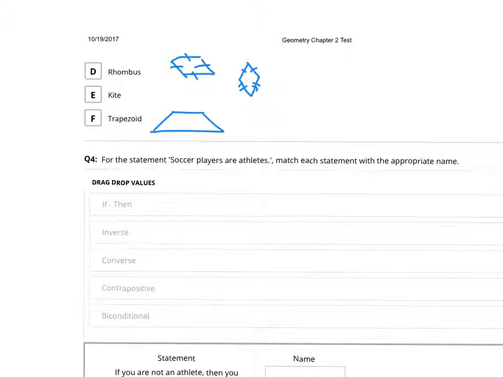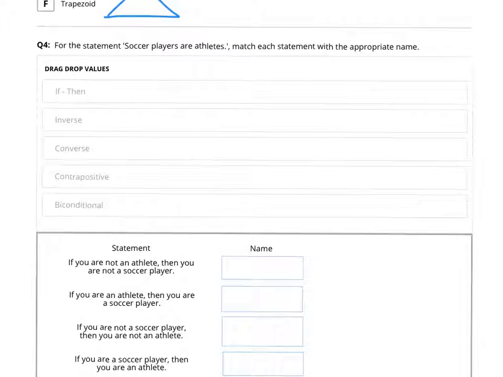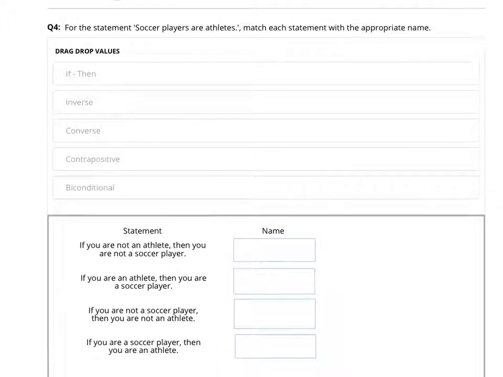So now, question 4 is a proof. Or I'm sorry, not a proof. If I can get the page to move. It doesn't want to move. Okay, back to number 4. You're going to drag and drop if, then, inverse, converse, contrapositive, and biconditional. So you're going to drag and drop.